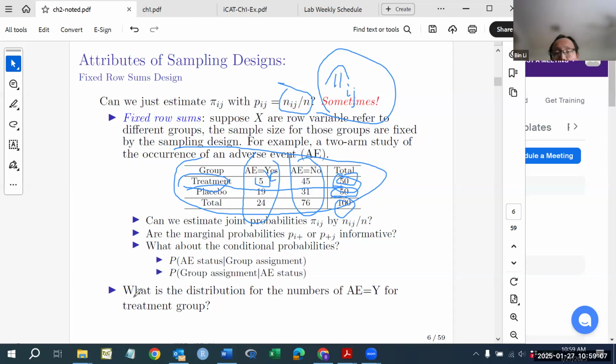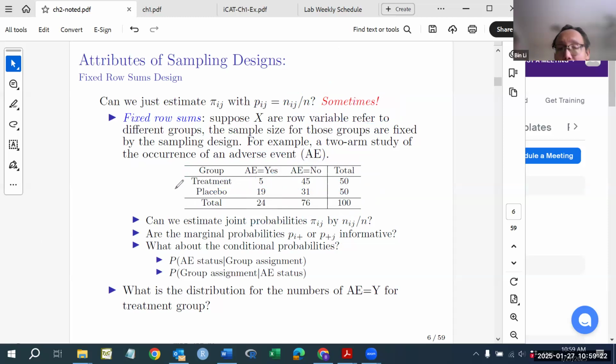Okay. Then what is the distribution for the numbers of having the adverse events for the treatment group? So let's say for the treatment group, we have five subjects that have an adverse event out of 50. So what is the distribution for the number of subjects that have an adverse event?